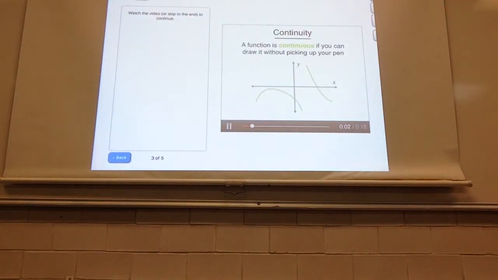It's not continuous because there's a gap here where you need to lift your pen when drawing the function. Any location where a function is not continuous is known as a discontinuity. Okay, last one. Is this function continuous?